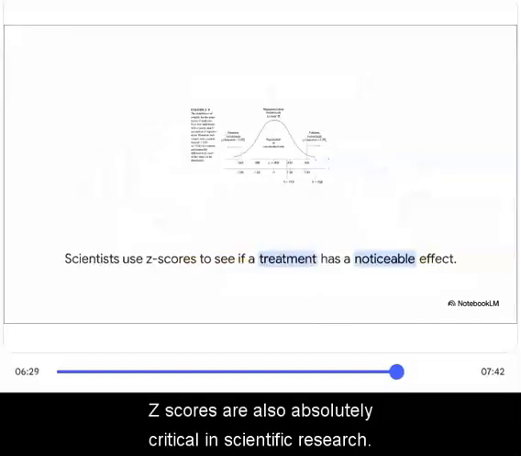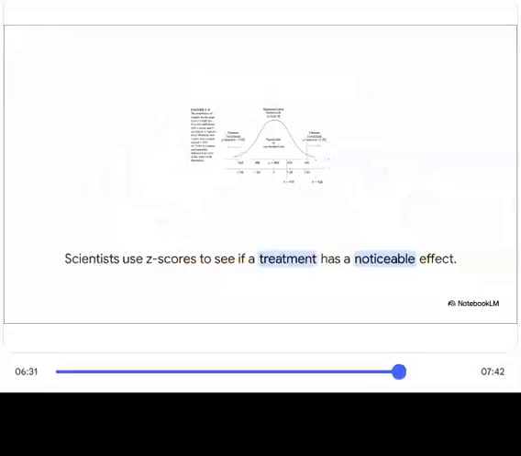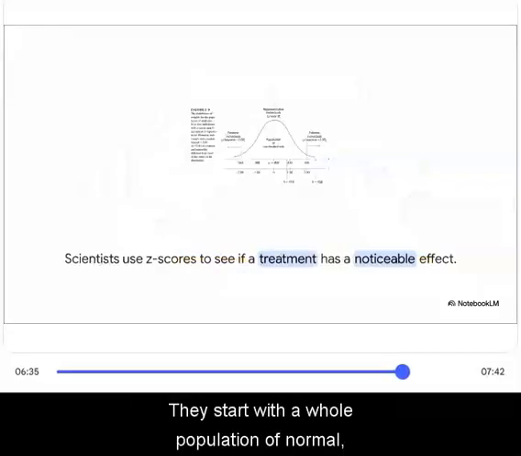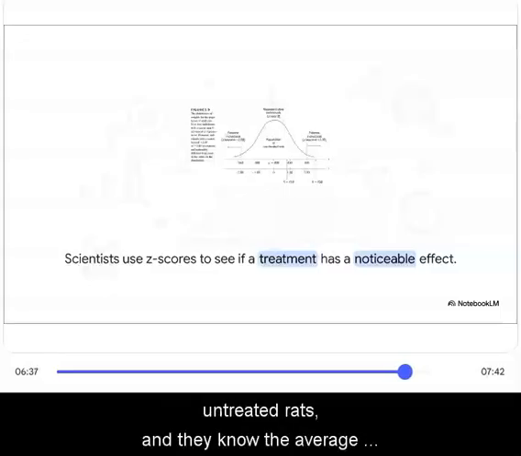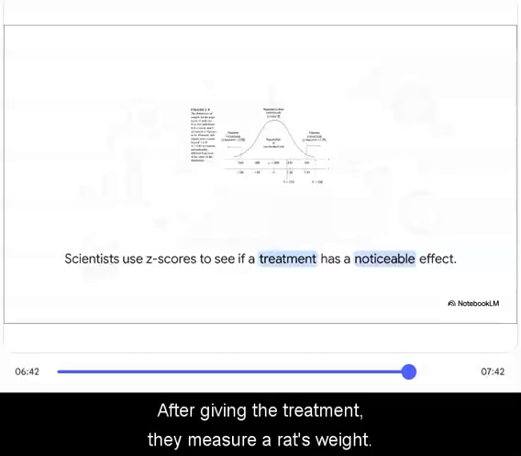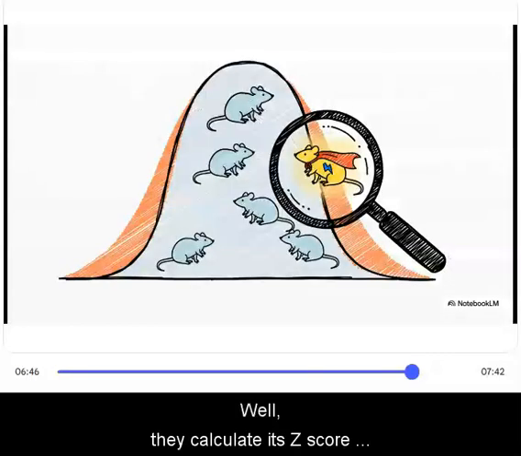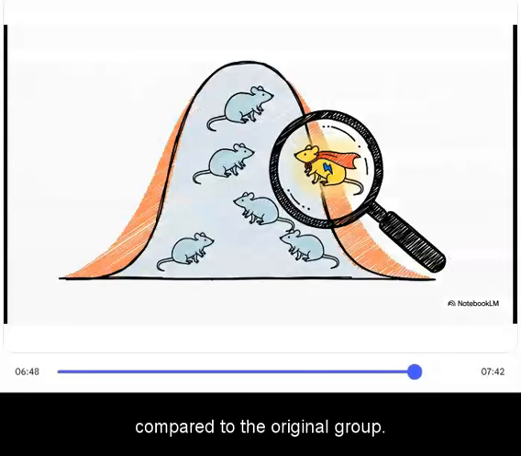Z-scores are also absolutely critical in scientific research. So imagine some scientists are testing a new growth treatment on lab rats. They start with a whole population of normal, untreated rats, and they know the average weight and the spread. After giving the treatment, they measure a rat's weight. So how do they know if the treatment actually did anything? Well, they calculate its z-score compared to the original group.